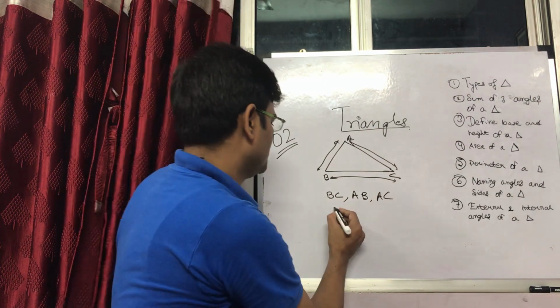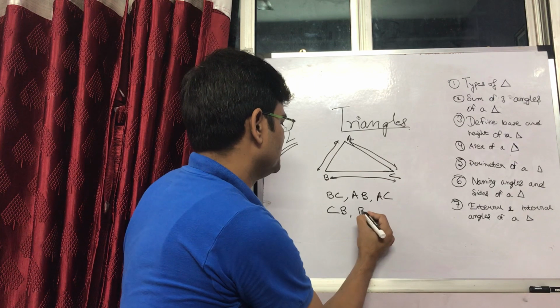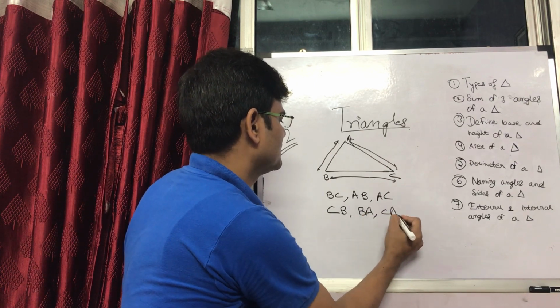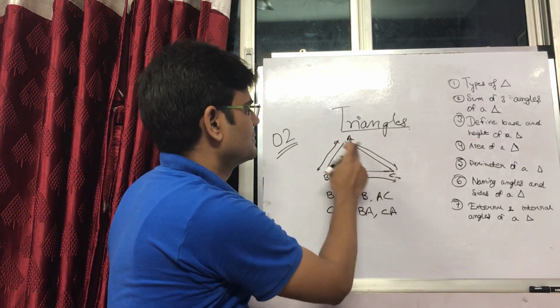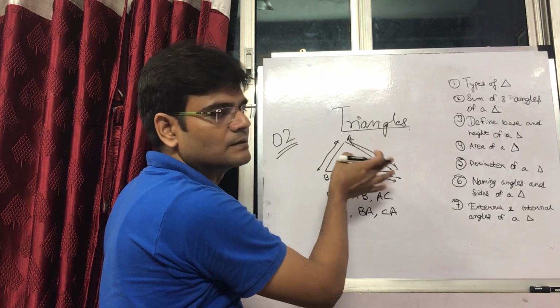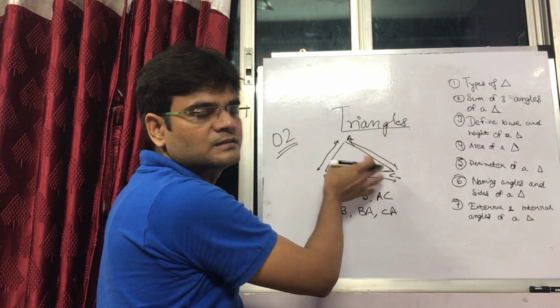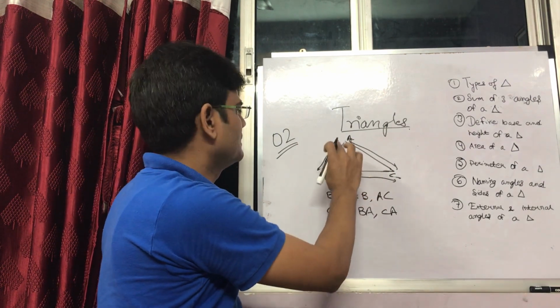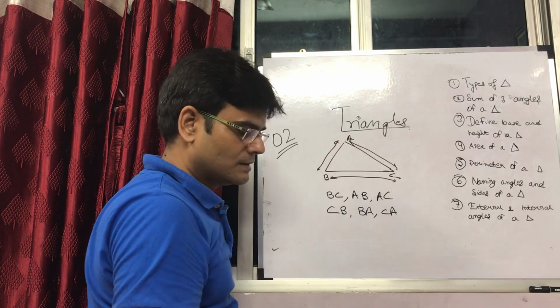You can make it CB, it's up to you, BA, CA, the starting and the end point. You can keep it either way. You can put it CA, AC, same, BC, CB, same, AB, BA, same. This is sides.